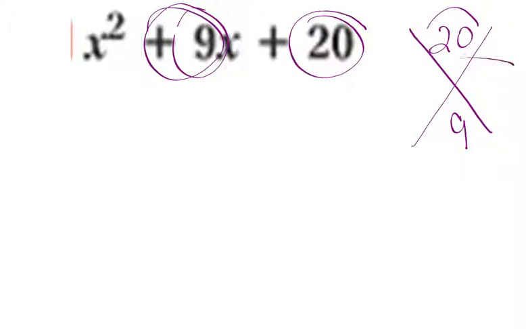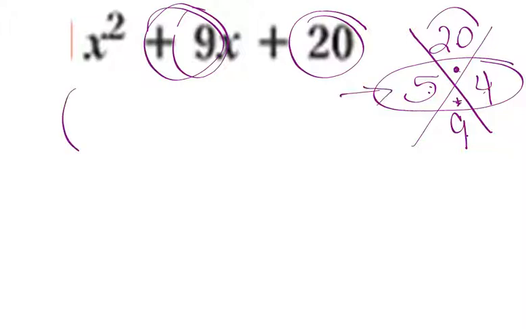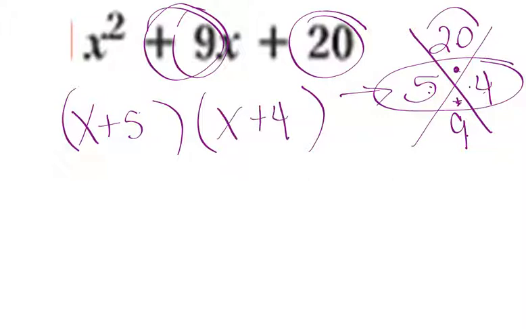So I need to find two numbers here we're going to put on each side that when I multiply, I get a 20, and when I add them, I get a 9. So that would be 5 and 4, right? Because 5 times 4 is 20, and 5 plus 4 is 9. So these become my answer. Now I have to write it as a binomial. So x plus 5, it's a positive 5, times x, and it's a positive 4, plus 4. So that's my answer. Now let's check it.